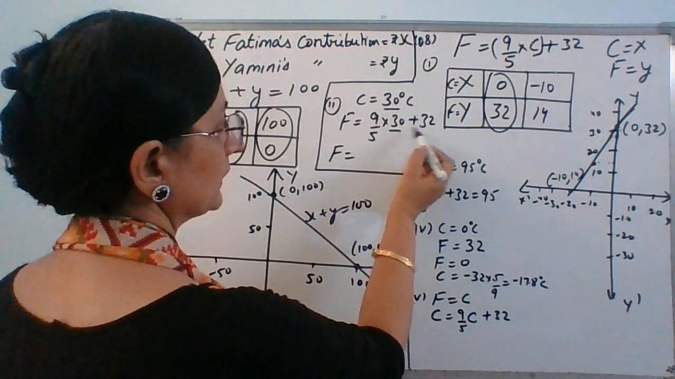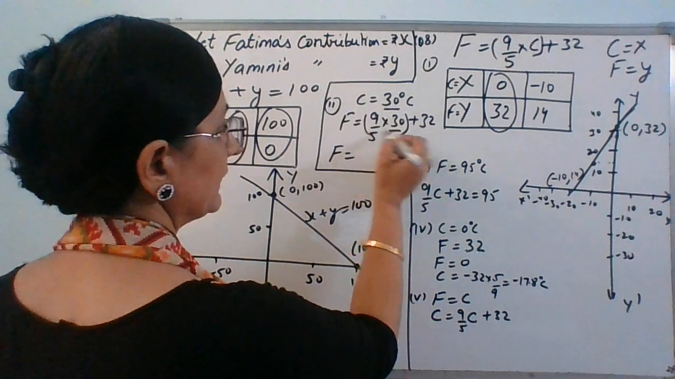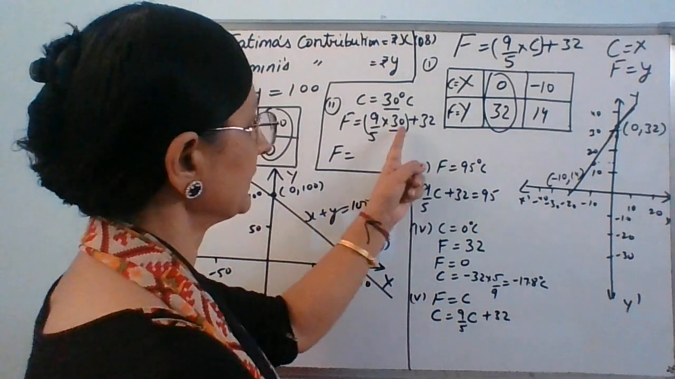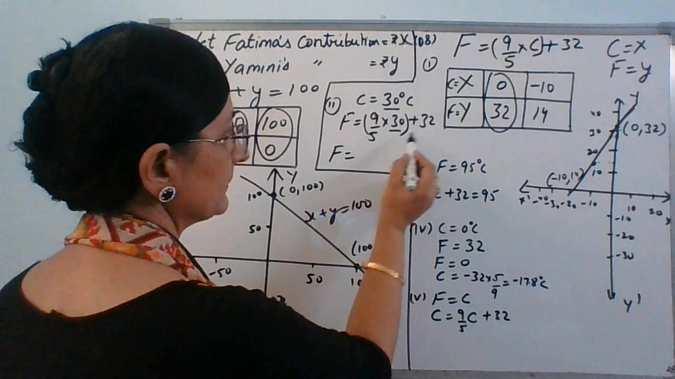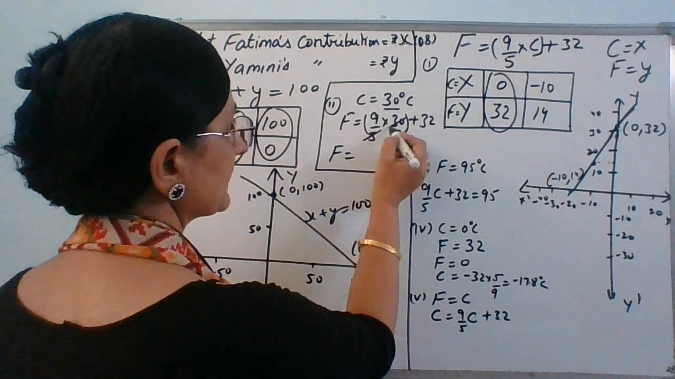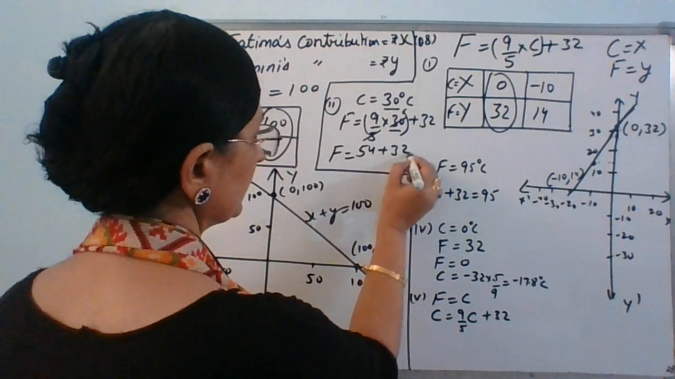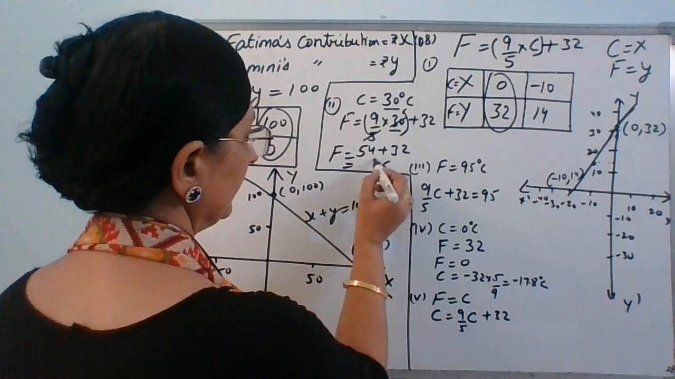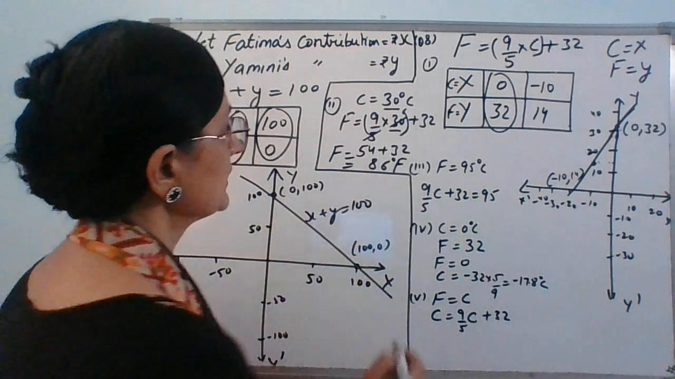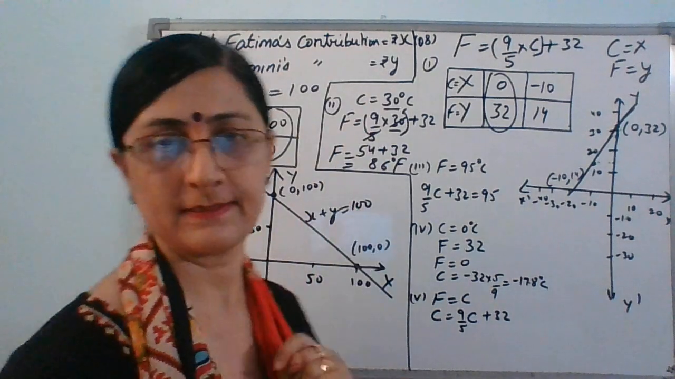Put 30 in place of C, then 32. You have to solve this separately. Don't connect it with this. Don't add up 30 and 32. No. This is one term. This is the other term. So 5 6s are 30, 6 is 36. 9 6s are 54. Plus 32. You are supposed to add 54 and 32. 86 degree Fahrenheit. So when C is 30, F is 86.